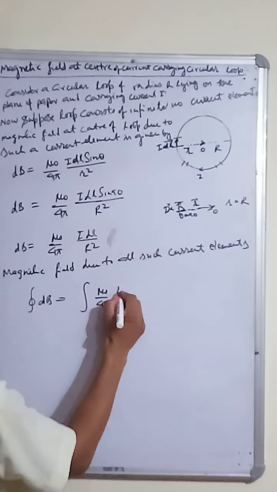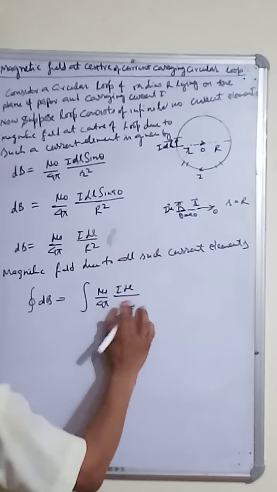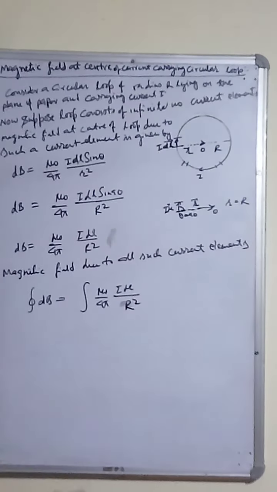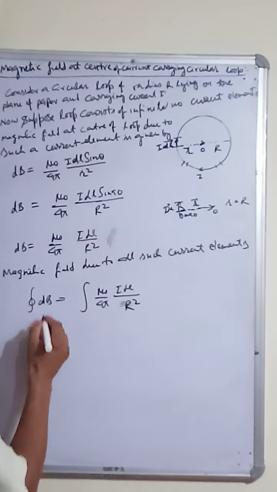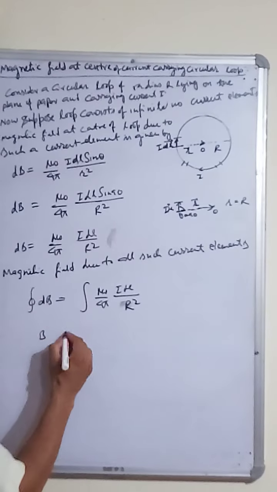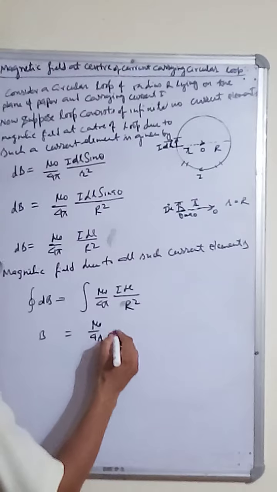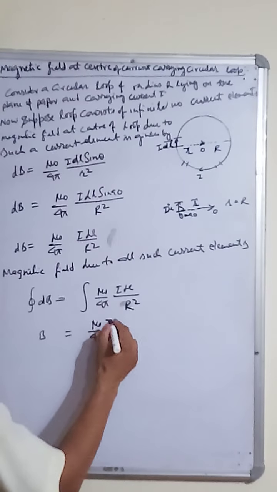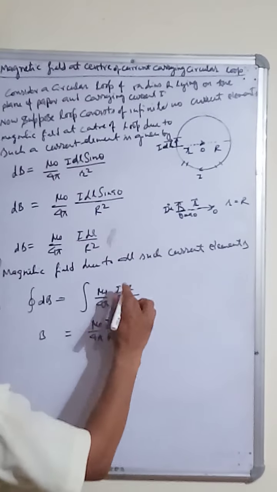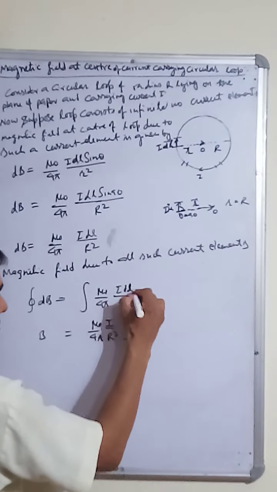Direction is the same, so we can add. Integration means addition, so we can add them. So dB, you add all dB, so this is the total magnetic field B. Mu naught over 4 pi is constant, this r square is also constant, r is the radius, and I is constant. So we only have dl inside the integration.